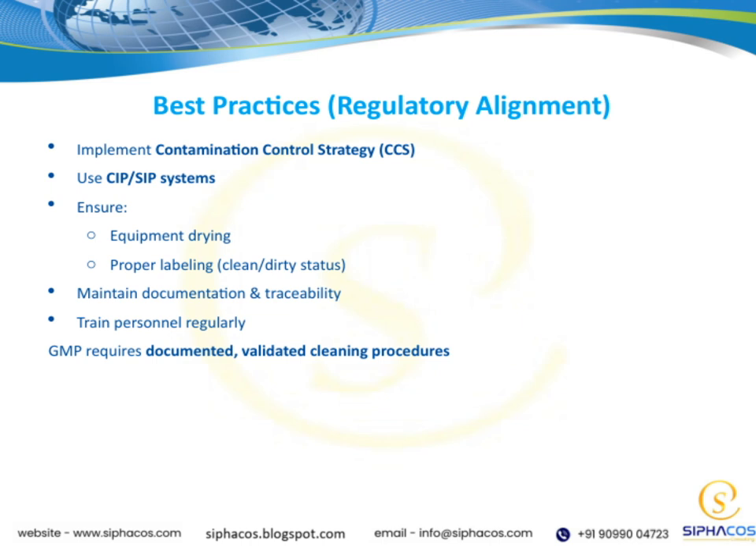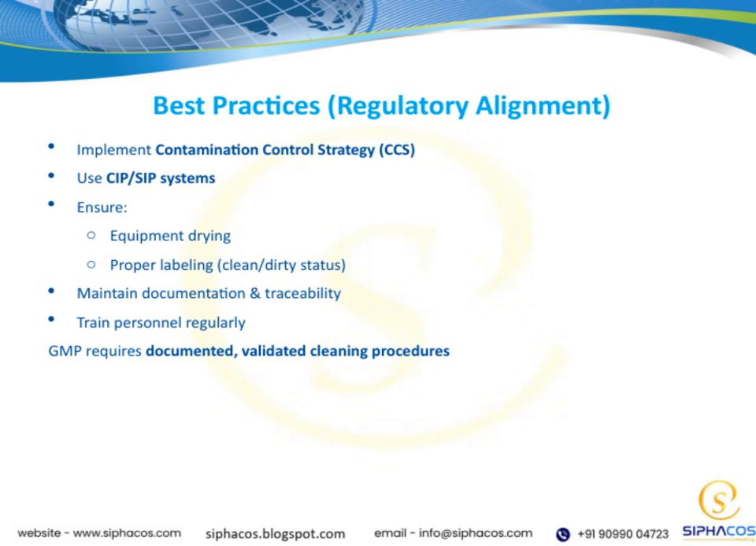These systems allow us to clean and sterilize equipment thoroughly without disassembly, which not only saves time but also reduces the risk of contamination. It's also important to ensure that equipment is properly dried after cleaning. Residual moisture can be a breeding ground for microbes, so thorough drying is a key step in contamination prevention. Proper labeling of equipment to indicate clean or dirty status is another critical aspect. Clear labeling helps prevent mix-ups and ensures that only equipment that meets cleanliness standards is used for production.